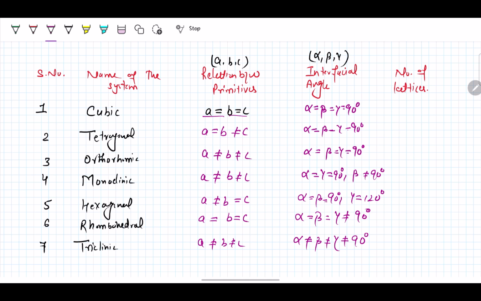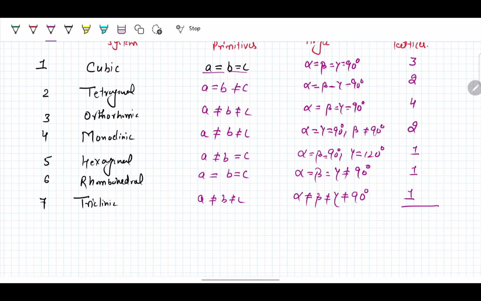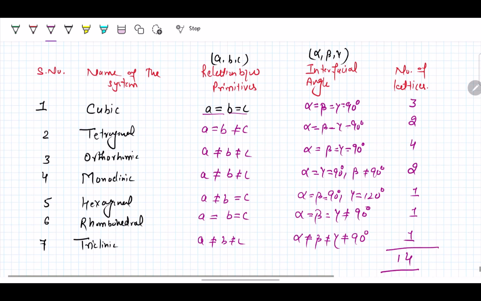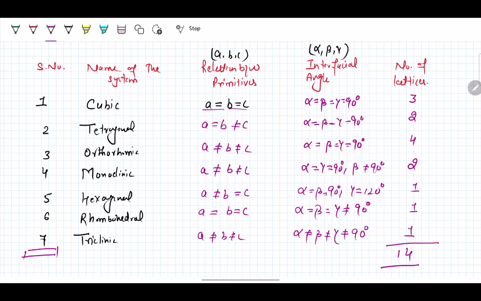And the number of lattices. In the case of the cubic crystal system, we have three types of lattices, generally named simple cubic, body centered and face centered. For tetragonal we have two, for orthorhombic we have four types, then two types for monoclinic, and one for each of the remaining crystal systems. It means the total equals 14. So we have 14 types of lattices and 7 types of crystal systems in crystallography.